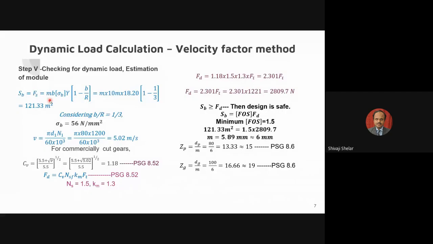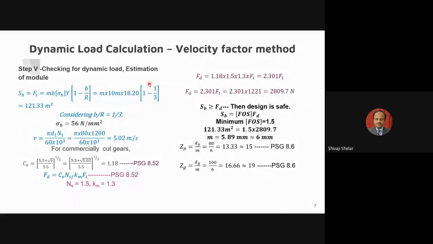Now m is unknown in this case. We are assuming b may be in the order of 10 m. It may be different than 10 m also. The σ_y product we have calculated in the previous slide, based on the strength of the material, is 18.20. Then for the bevel factor, we are taking b/r approximately 1/3. So we have considered b/r equal to 1/3.